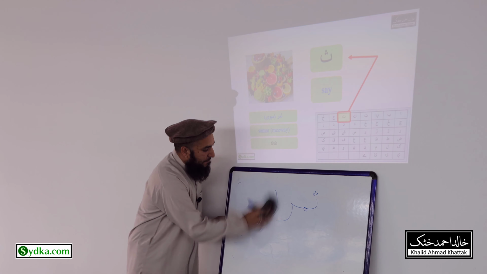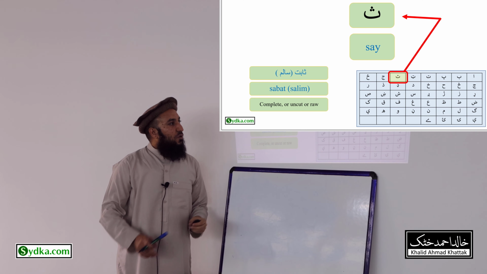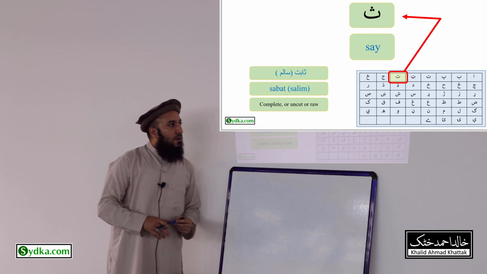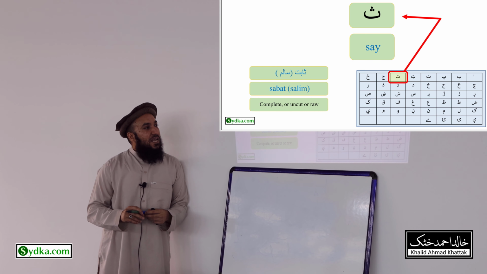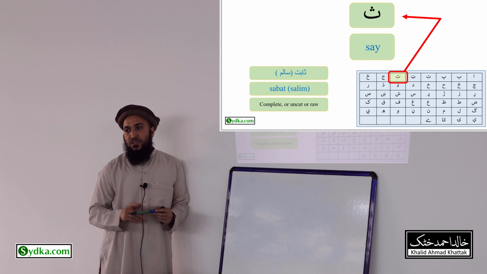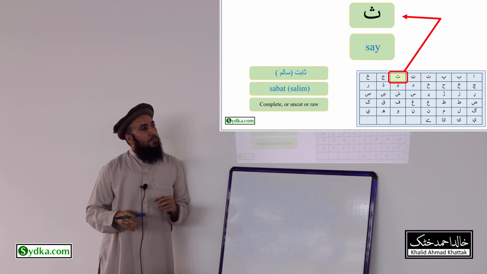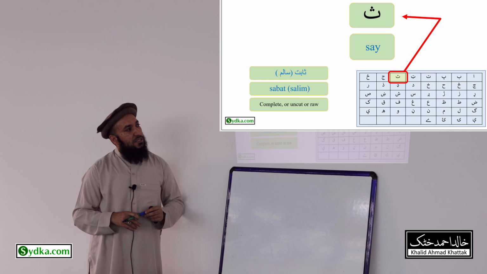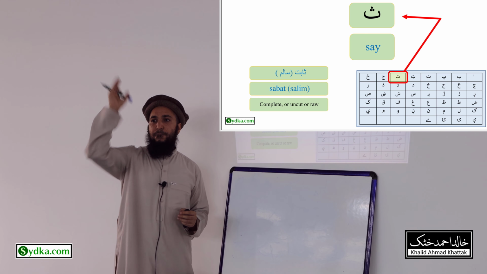Next one. Okay, we don't have the picture, but this. Anyone who knows the meaning of Sabat and Salim? Not Shorbat. Sabat or Salim? No. Complete. Yeah, you just said complete. If the fruit or the veg is not cut, it's Salim, it's in its original shape, it's not cut into pieces. But if you cut it, then it's different. Normally whatever is complete, that's why we call it Sabat or Salim.